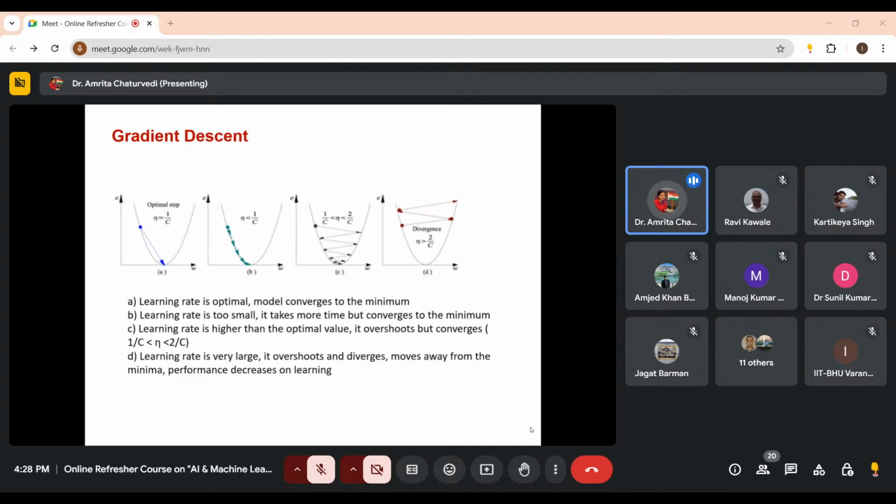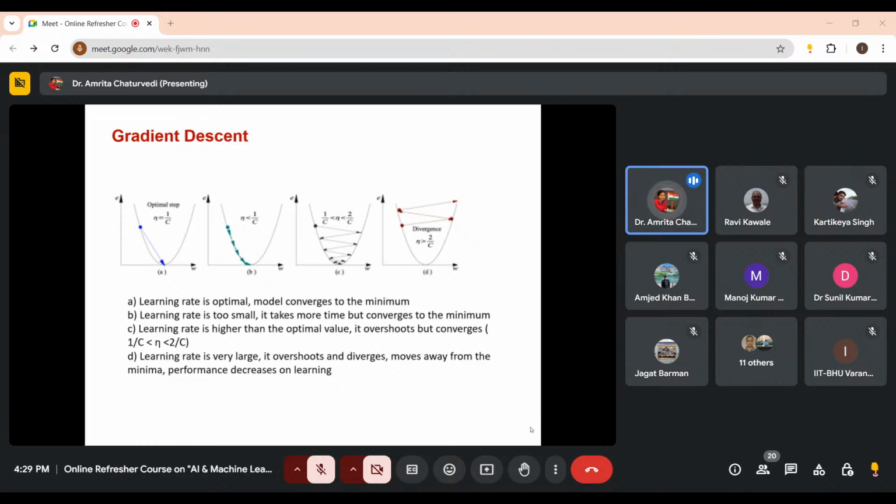Now when the learning rate is too small, that is, suppose the optimal value is 1 by C and your eta is much less than 1 by C, then in that case you take many iterations, but you reach the optimal solution. So it converges.